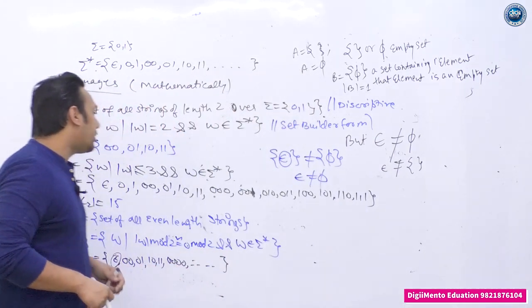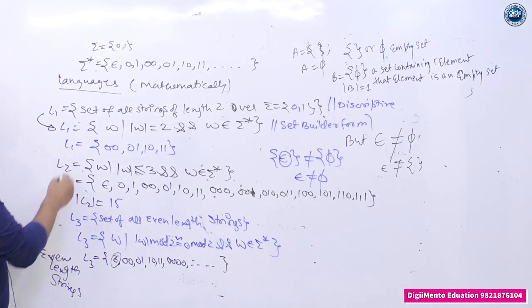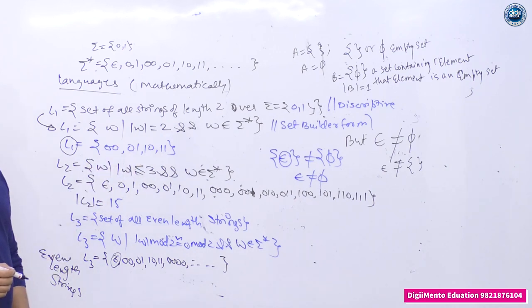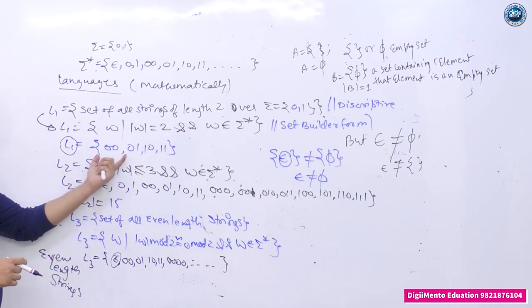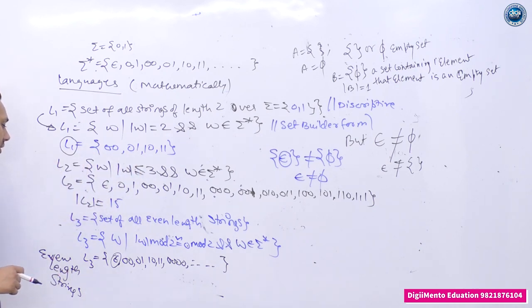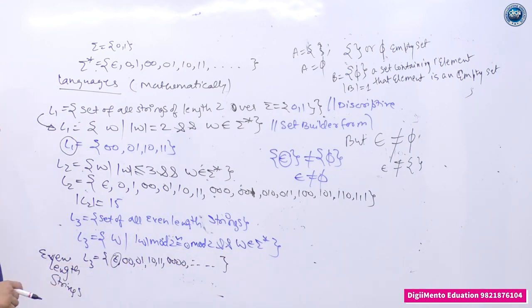Now jis tarike se English language mein we have finite number of words, usi tarike se for this language L1 we have finite number of strings. Jitni bhi string possible hai, wo yahan par sirf 4 hai. Is language ke andar there are only 4 strings possible. Now here you can see for this language L3, there are infinite number of strings possible. This L3 language is infinite.